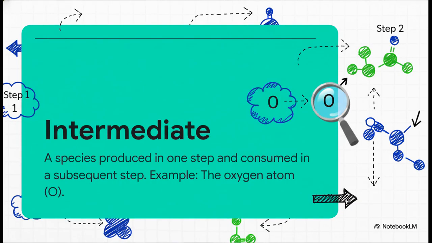Hey, did you happen to notice that single oxygen atom? Look back at the steps. It gets produced in step 1, and then, boom, it's immediately consumed in step 2. It's not in the final equation at all. We have a special name for that. It's called an intermediate. It's kind of like a crucial supporting actor who's essential to the plot, but doesn't make it to the final credit.